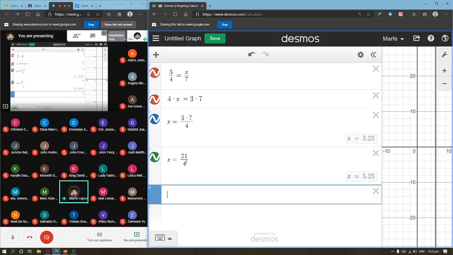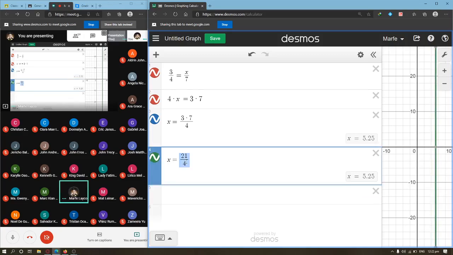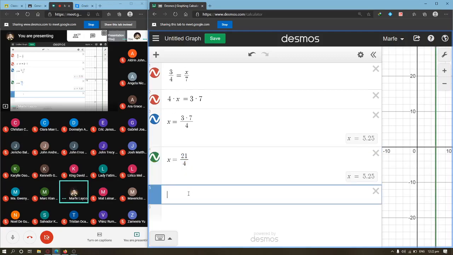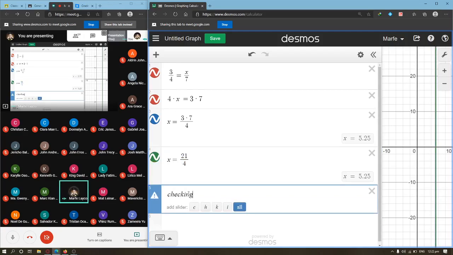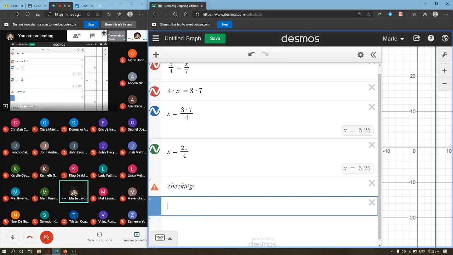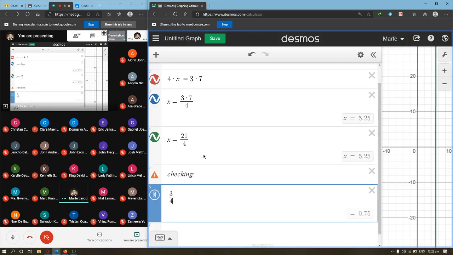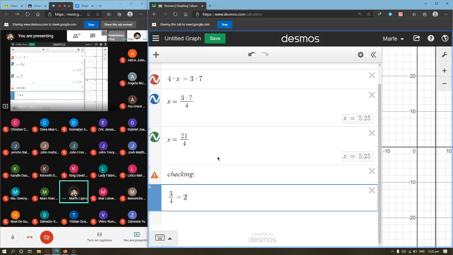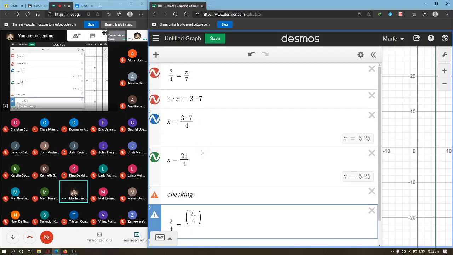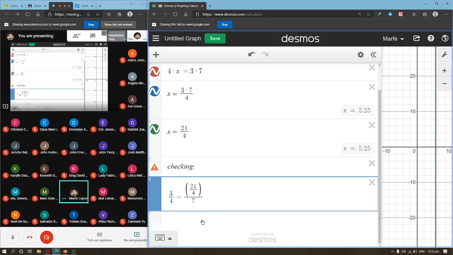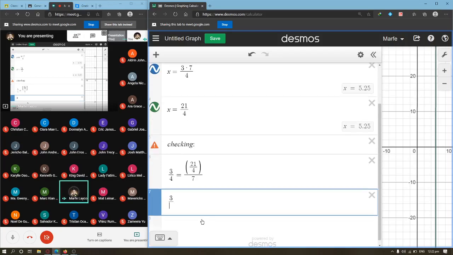So, sir, paano natin isa-substitute yung 21 over 4? So, 21 over 4 is the value of x. So, checking if tama yung ating value for x. So, 3 over 4 is equal to, sabi niya, the value of x is 21 over 4. And 21 over 4 is our numerator kasi siya yung value ng x. So, over 7. Ayan. So, 3 over 4.